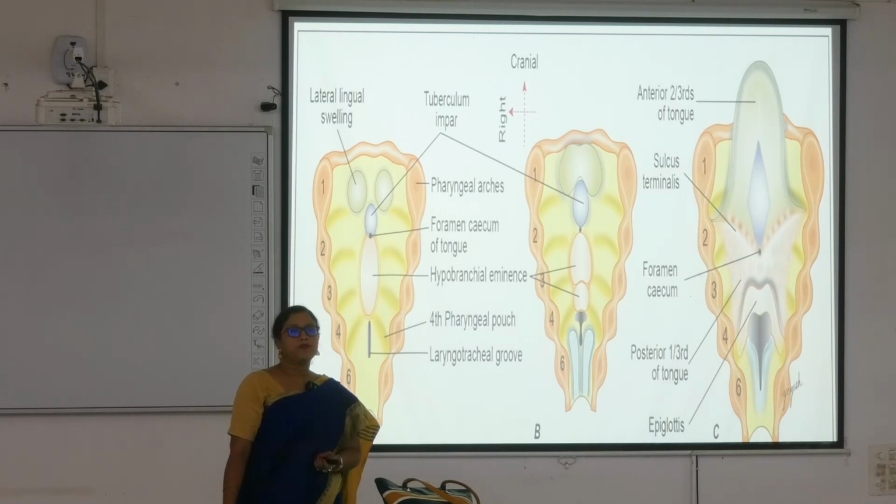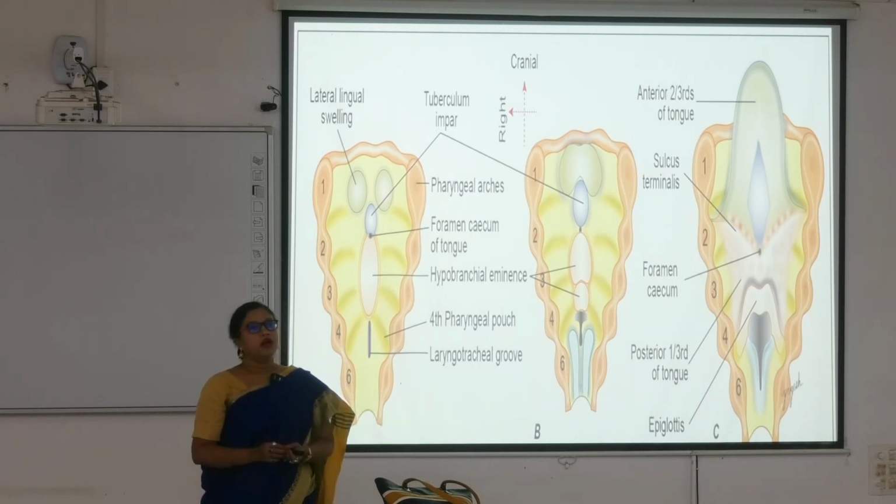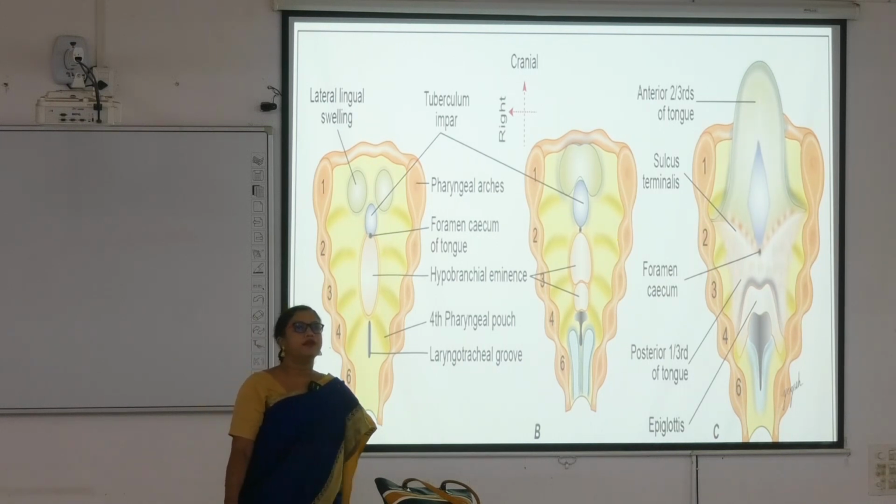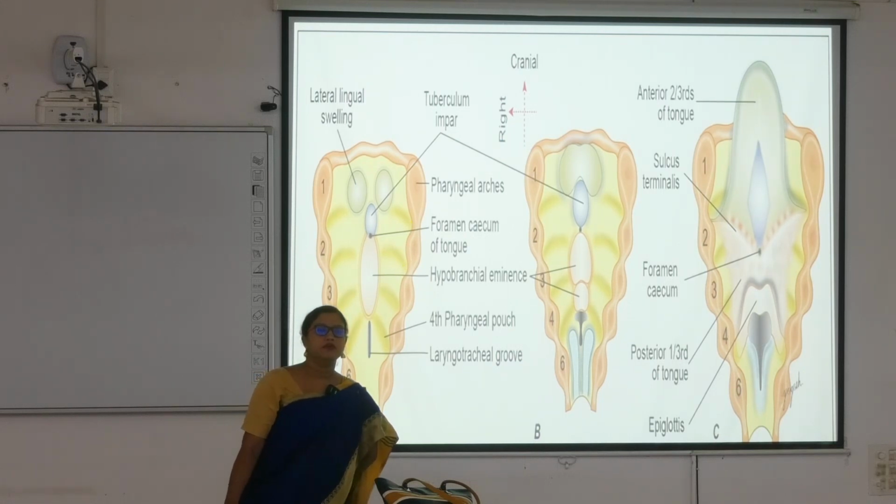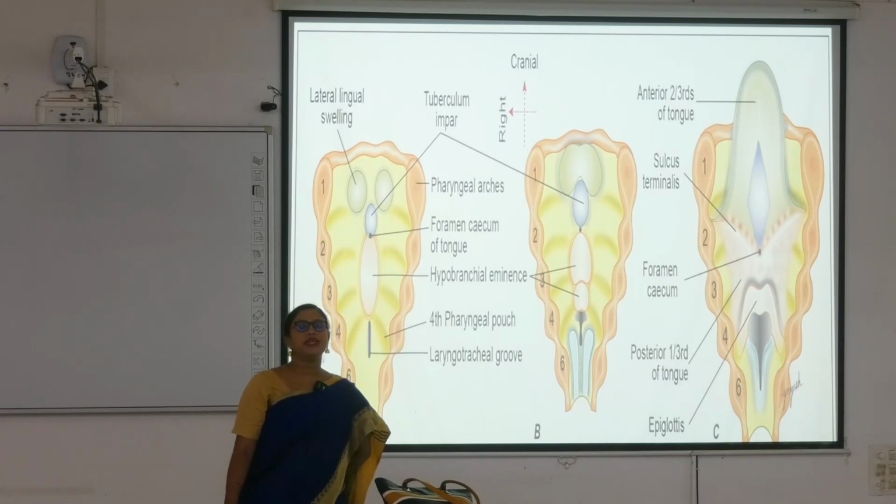is developed from three swellings. There are three swellings. The midline swelling is known as the tuberculum impar. What is the midline swelling called? Tuberculum impar. And additionally there are two lateral lingual swellings.